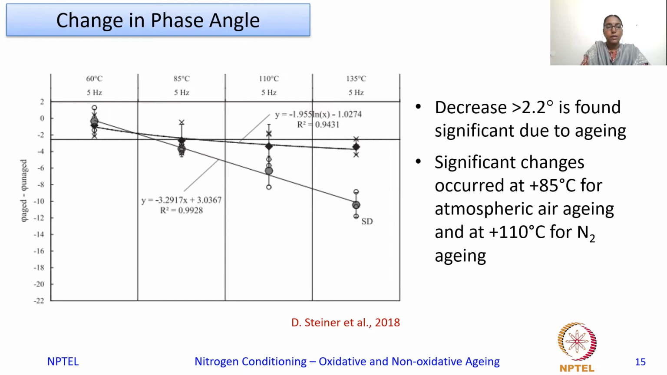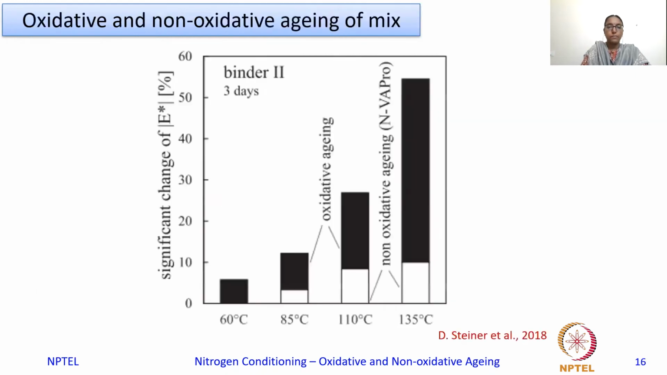successfully cut off the oxygen aging and show only the non-oxidative aging part. So this separation of oxidative and non-oxidative aging is presented in this plot here.